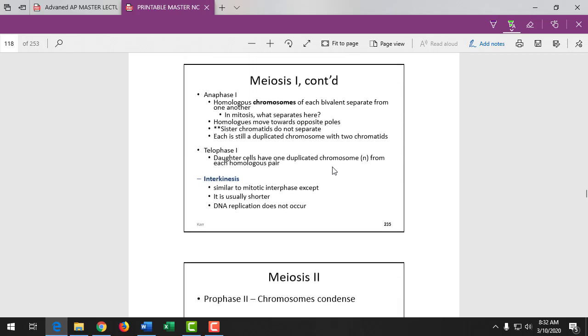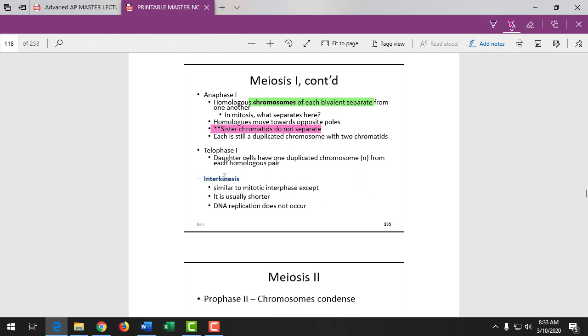Okay, so anaphase then, we pull these apart. So we're basically just pulling apart those bivalents. So we separate, but the sister chromatids do not separate. And that's a key thing to remember: Meiosis 1 is all about those tetrads. We're not pulling apart sister chromatids yet. We're not separating the X-shaped chromosome yet. We're just separating the homologous chromosomes.